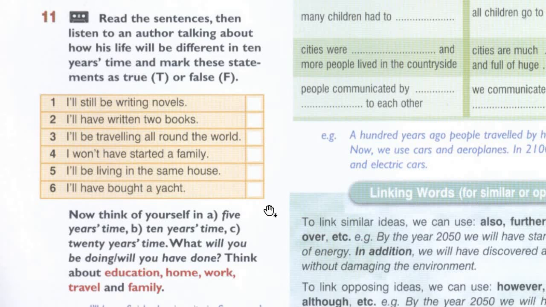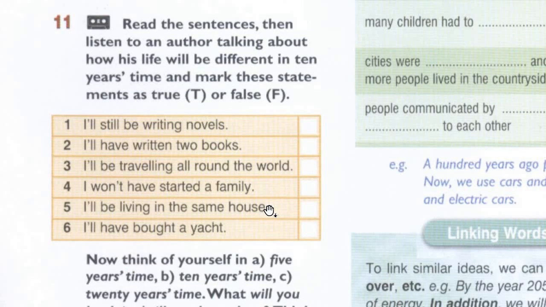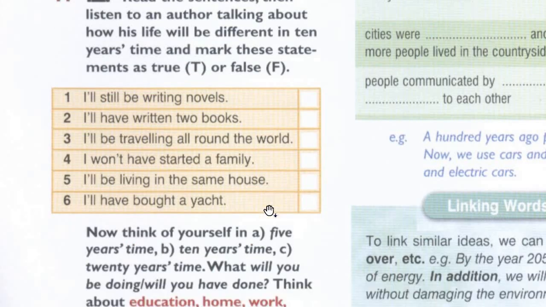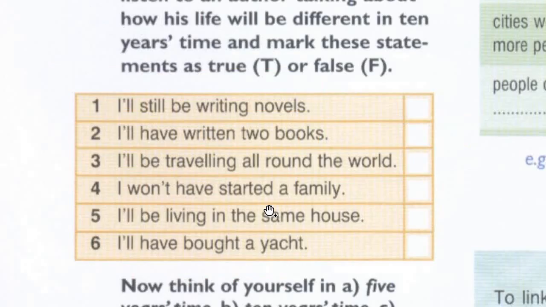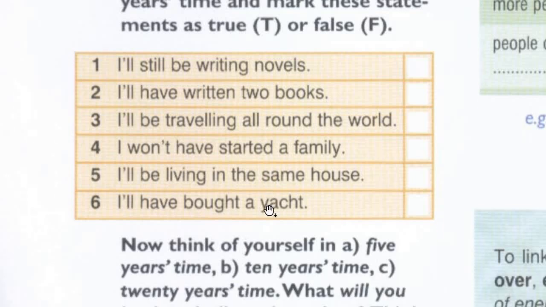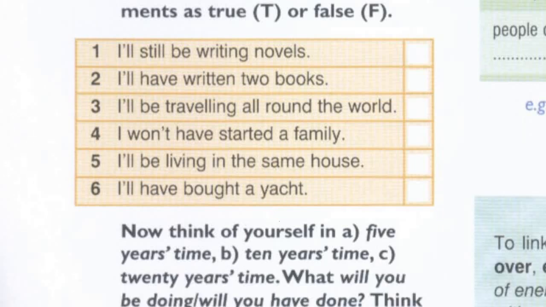Okay, on page number 46, exercise 11, you just finished listening to a tape, and it also talks about his future life in the next 10 years. And you're supposed to complete this exercise by figuring out if the statements are true or false. If true, you need to write T. If false, you need to write F.